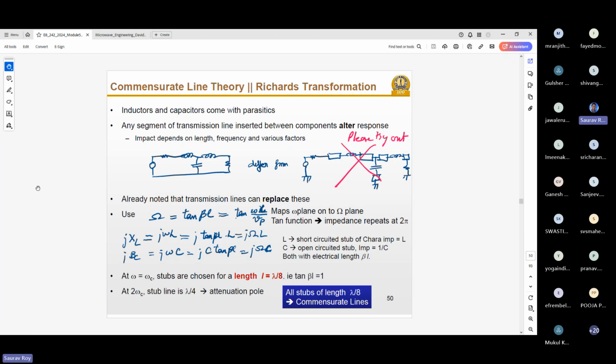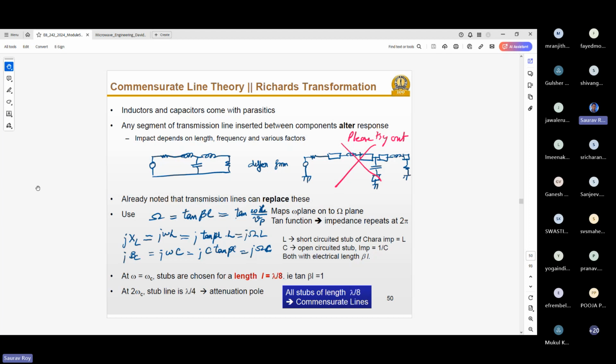Okay, so now coming back to this. Definitely we can understand there are a lot of problems with using inductors and capacitors, right? So there will be some cases where we can use them, but that will be the last resort, when we don't have any other option. But where is the first option? That is where Richards transformation or commensurate line theory comes in.